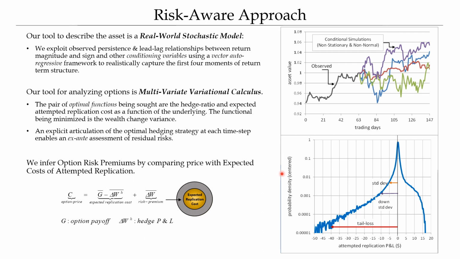We infer option risk premiums by comparing option price with expected costs of attempted replication. We can normalize this risk premium by dividing by tail loss, downside deviation, or standard deviation of the attempted replication P&L, and express it in terms of rate of expected return on risk capital, Sortino ratio, or Sharpe ratio. These normalized risk-return ratios guide our view of the surfaces of opportunity in the options market.